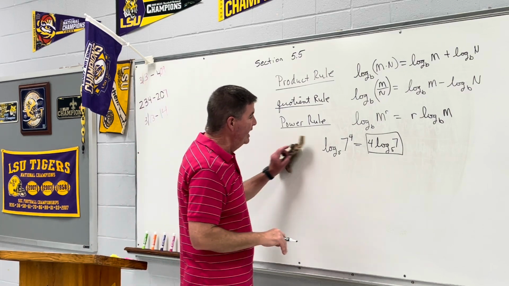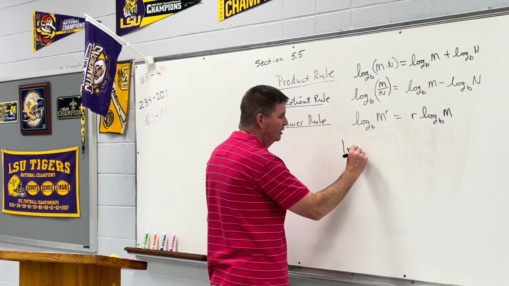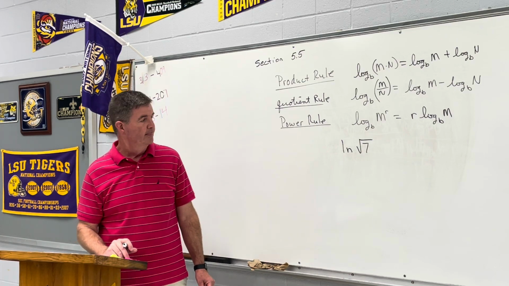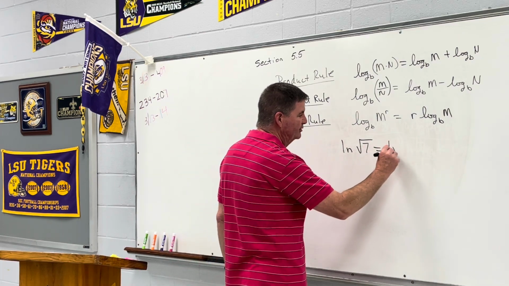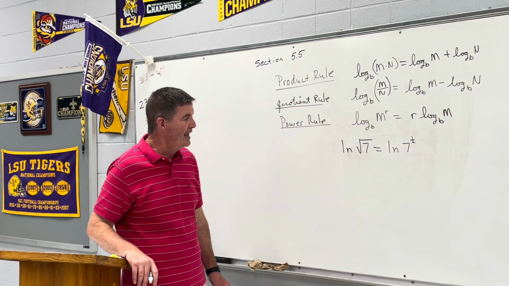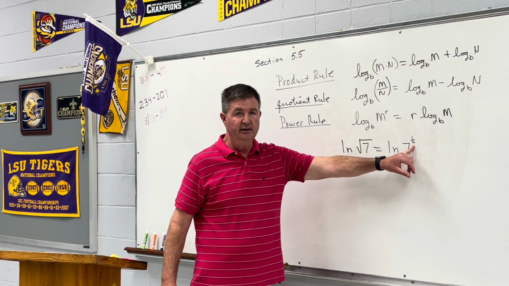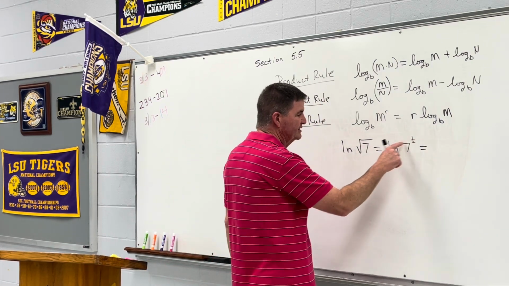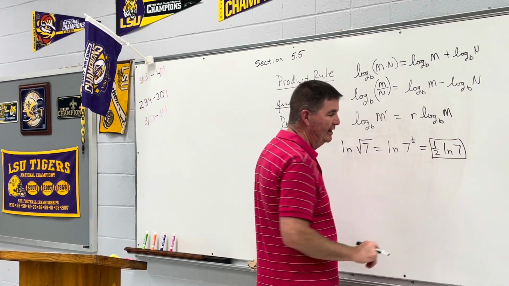Now, suppose we have a square root. Suppose we have natural log of the square root of 7. If this is the case, then this could be written as natural log of 7 to the 1/2 power. Square root means the power as a fraction. So therefore, this can come out front. This would be 1/2 natural log of 7.